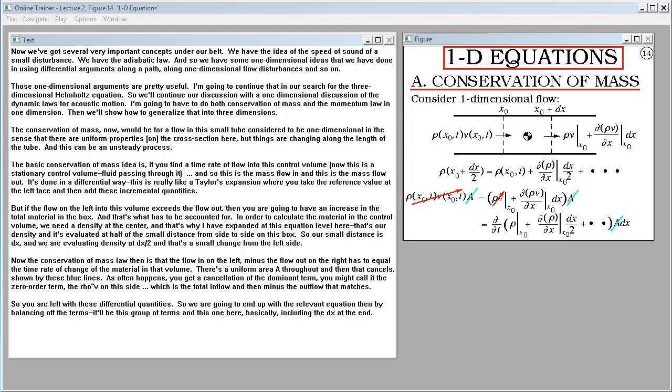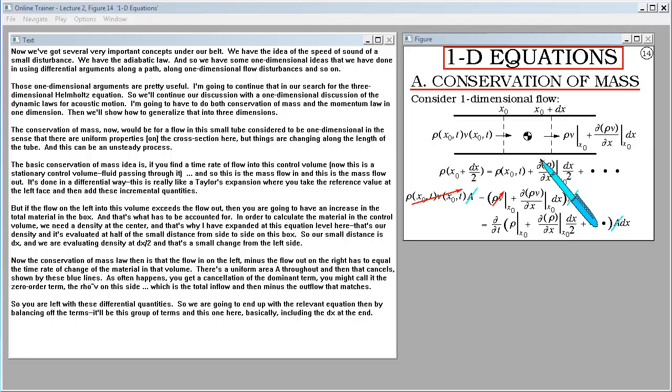I'm going to continue that in our search for the three-dimensional Helmholtz equation. So we'll continue our discussion with a one-dimensional discussion of the dynamic laws for acoustic motion. I'm going to have to do both conservation of mass and the momentum law in one dimension. Then we'll show how to generalize that into three dimensions.